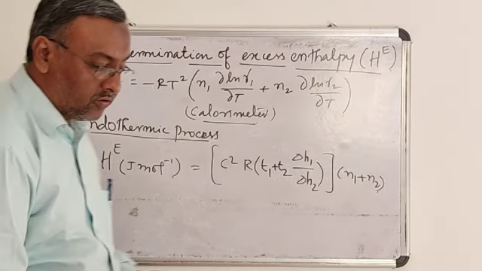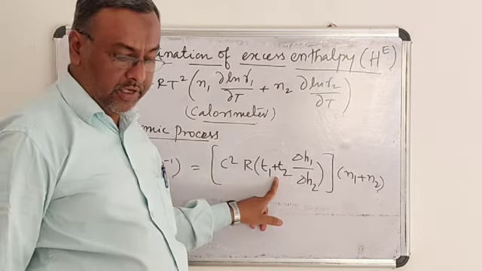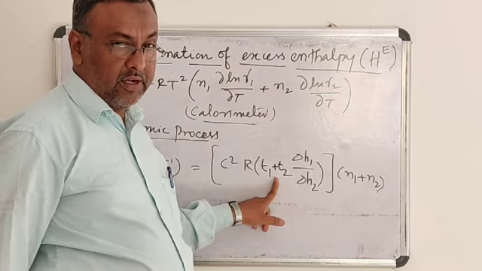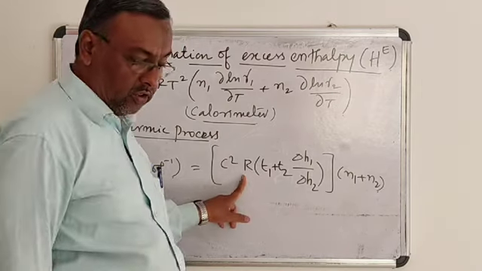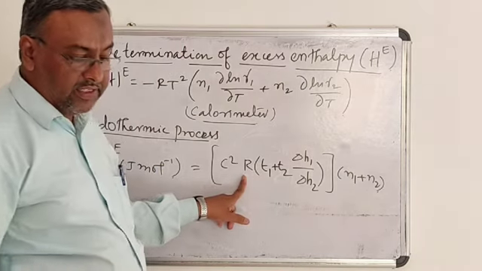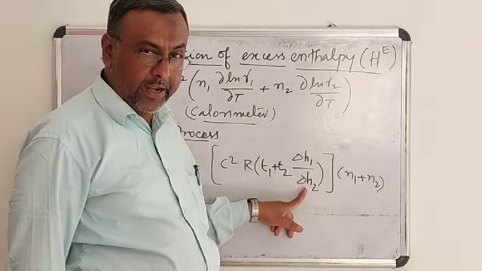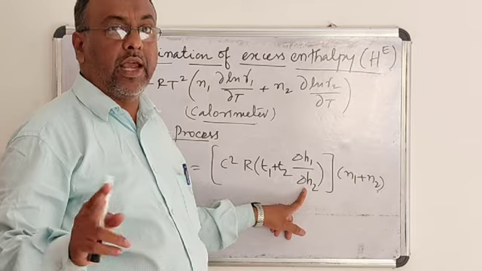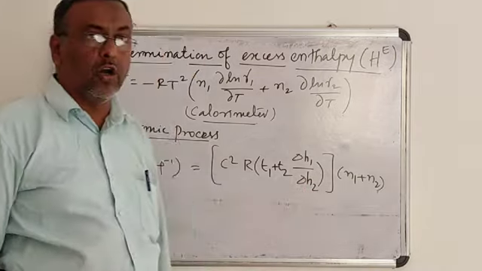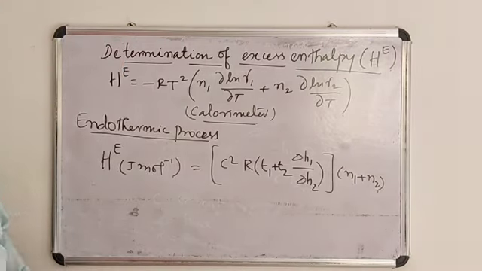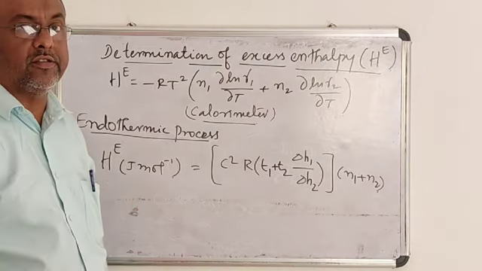Here also T1 and T2 are the times during which the current C amperes is passed through the heater with the resistance R, for compensation and calibration. And delta H1 and delta H2 again are the position changes of the galvanometer in equilibrium before and after mixing, and N1 and N2 are the number of moles of solution 1 and solution 2. We can easily find out the excess enthalpy.